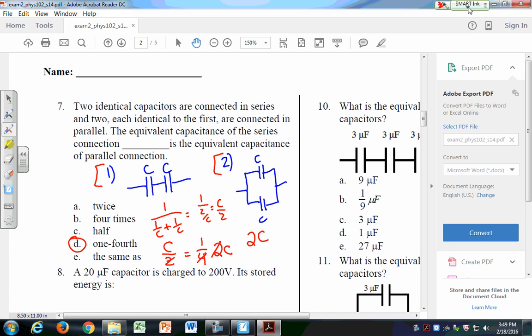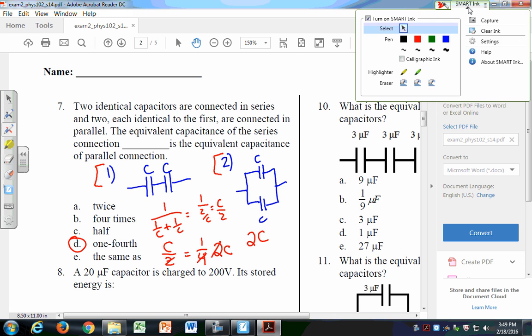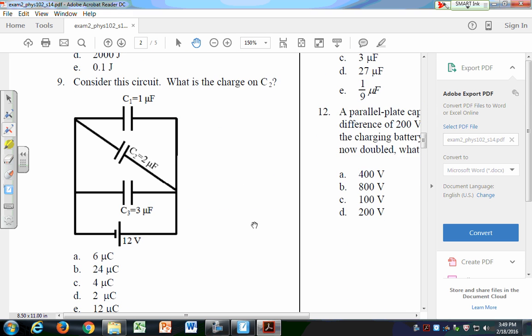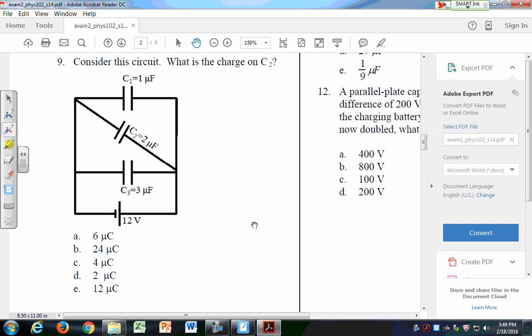Let's just do one more and we're going to wrap up. Okay, this one looks complicated, but it's not. You want to know the charge on C2. What do I do with this circuit? No, it's simpler than that. It's actually really simple.